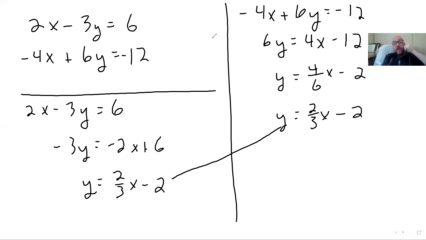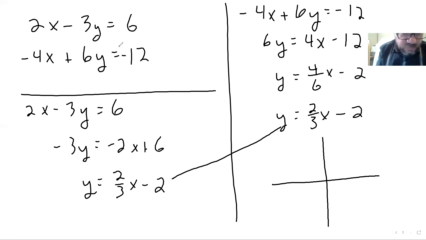So I'll go ahead and graph these, right? 2x minus 3y equals 6 and minus 4x plus 6y equals -12 are actually the same line. So I really only have one thing to graph, but I'll go ahead and do that. I have a y-intercept of -2 and a slope of 2/3. So I'm going to go up 2 and right 3. And that is both of the lines, right?